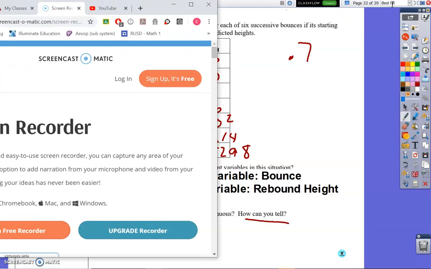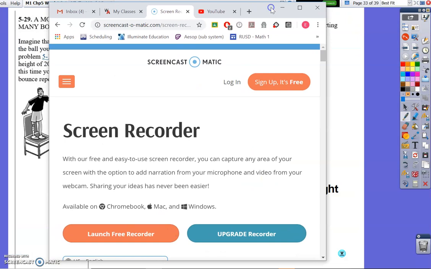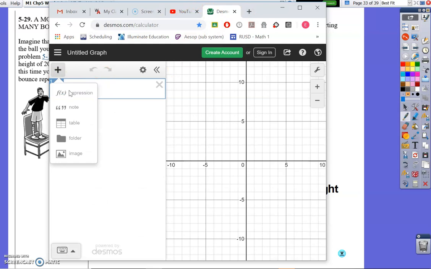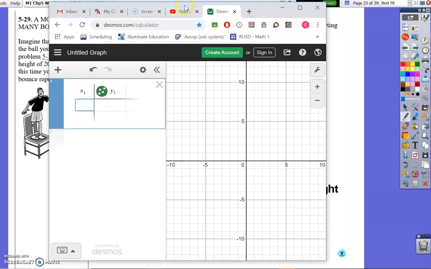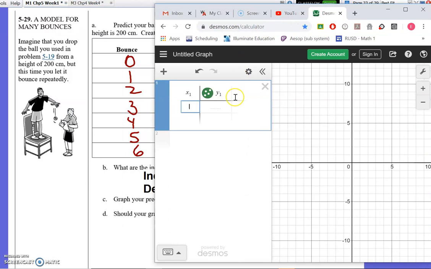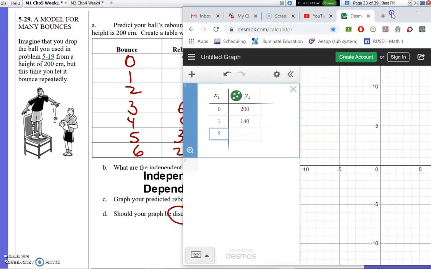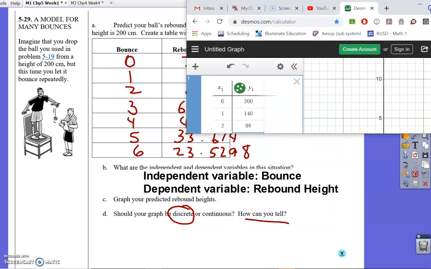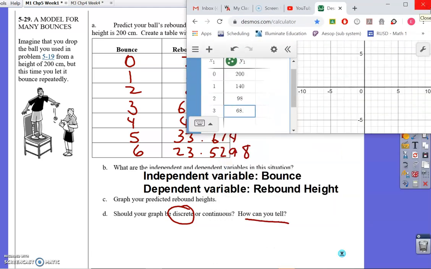Let's see. Bring this in. Desmos calculator, make a table. So 0 was 200. 1 was 140. 2, 98. 3, 68.6.